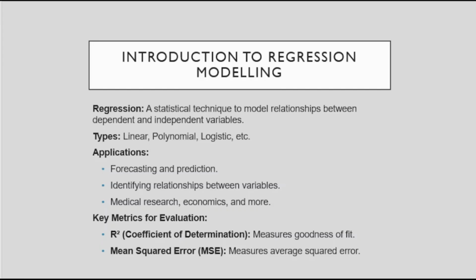Now that we understand regression modeling, let's move on to evaluating the model. The accuracy of a regression model is typically evaluated using metrics like mean absolute error, mean squared error, and R squared. Mean absolute error is the average of absolute differences between predicted and actual values. Mean squared error is the average of squared differences, while R squared is the proportion of variance in the target explained by the predictors. The applications of regression modeling include forecasting and prediction, identifying relationships between the variables, and medical research, economics, and more. Now, let's calculate these metrics for a simple linear regression model using Python.